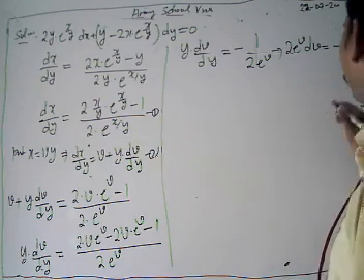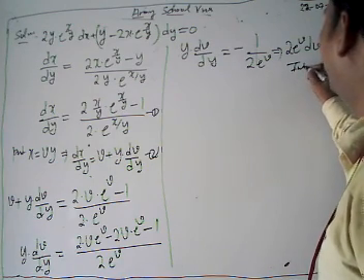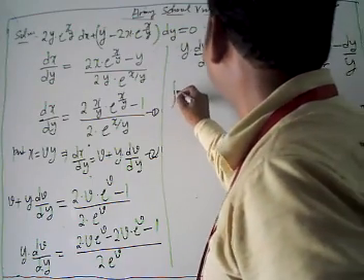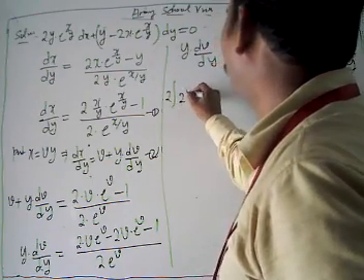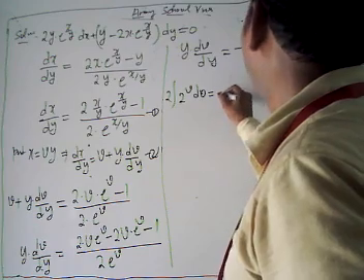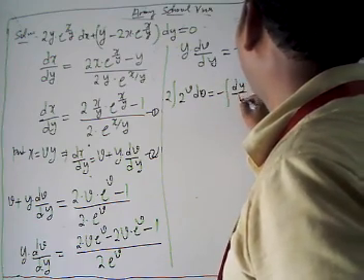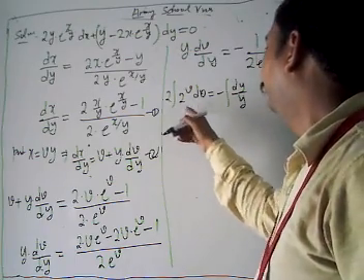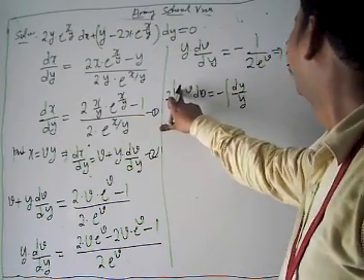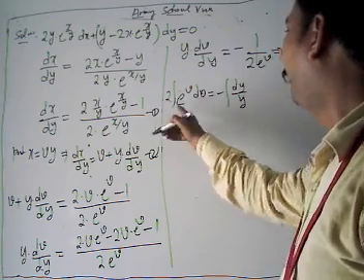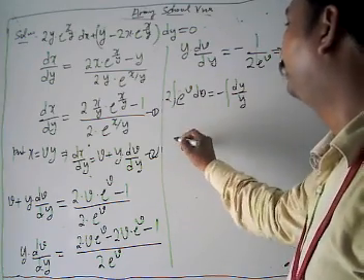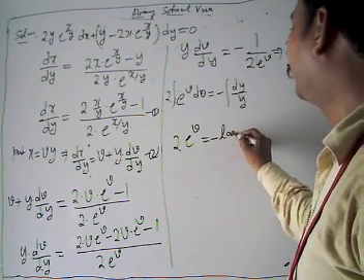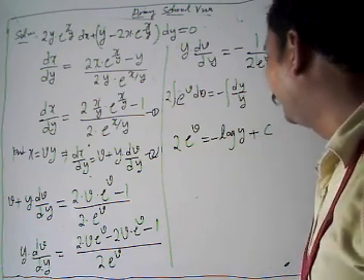Then again we have to integrate both sides. Integrating both sides, taking 2 common, we have 2 integration of e to the power v dv equal to minus integration of dy by y. Then what do we get on integration? It's 2 into e to the power v equal to minus log y plus c.